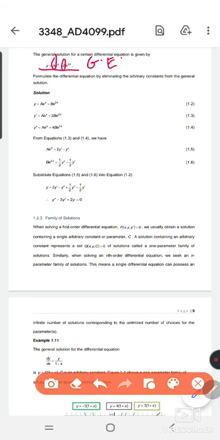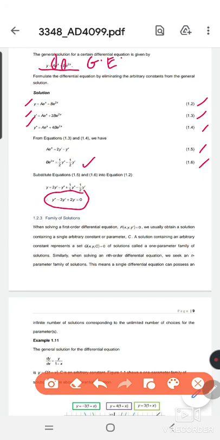Okay, so contohnya kat sini awak differentiate. Okay, awak dapat equation 1.2, equation 1.3, equation 1.4. Okay, so this one bila awak solvekan, okay, awak akan dapat Ae^x equals to 2y prime minus y double prime, and then Be^2x dapat yang ni, so dapat equation 1.5, 1.6. So substitute equation, awak akan dapat yang ni. Yang ni adalah solution. Yang ni kita panggil general equation.